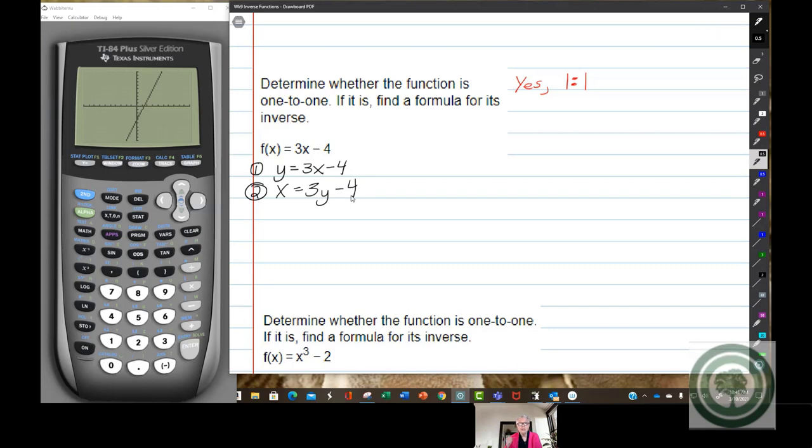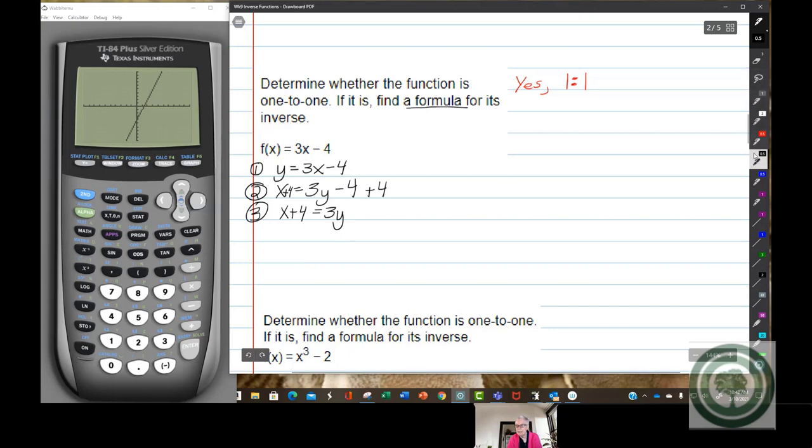Now to find the formula for the inverse, I am going to solve for y. That's step three, solve for y. I'll add 4 to both sides of this equation because to solve for y, I have to isolate y. So I'll add 4 and add 4. Therefore, x plus 4 equals 3y.